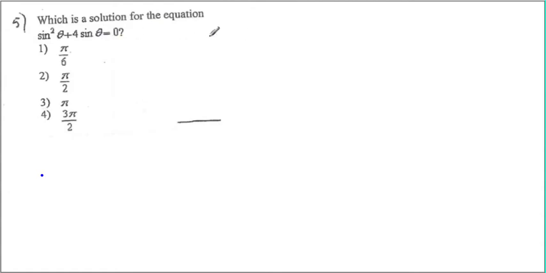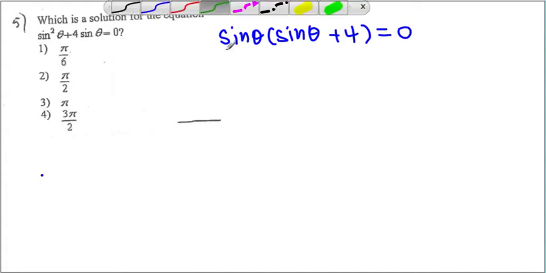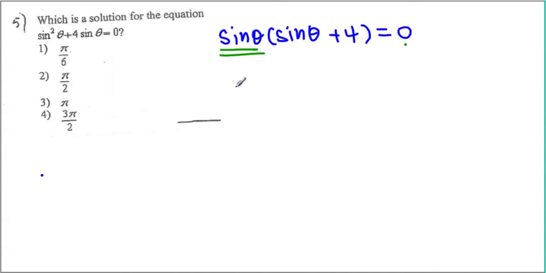Since sine theta is common, when you factor out sine theta, we will have sine theta times the quantity sine theta plus 4 is equal to 0. Now, notice the sine theta can be equal to 0 when the angle is equal to 0 or pi. But sine theta can never be equal to negative 4 to make this parenthesis equal to 0, so we are looking at any one of these two as our answer, which is choice number 3.